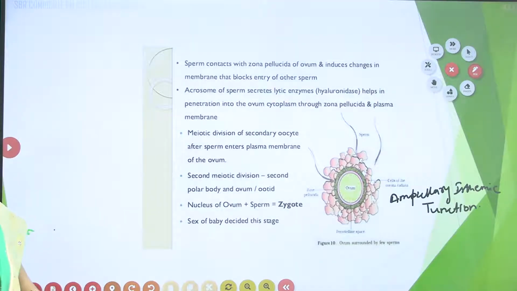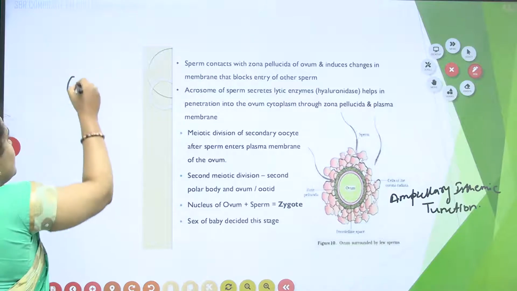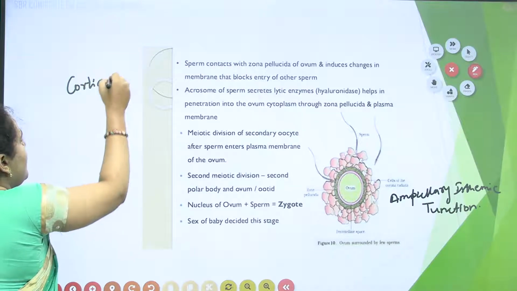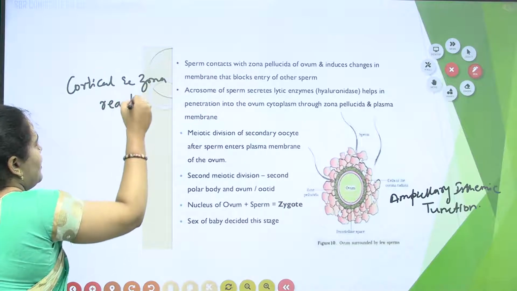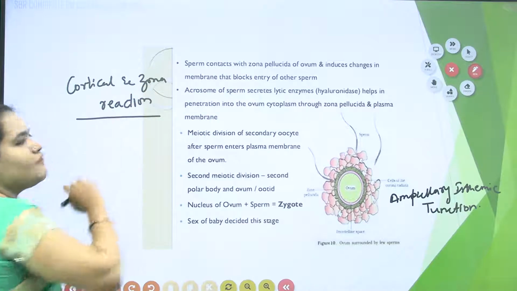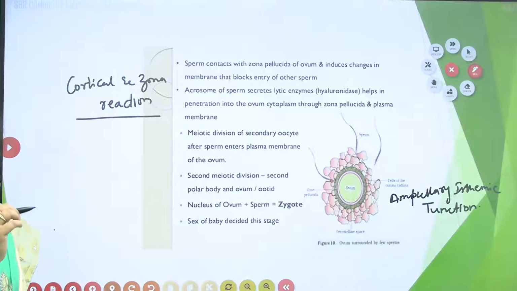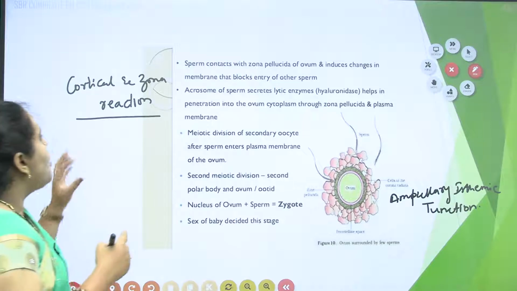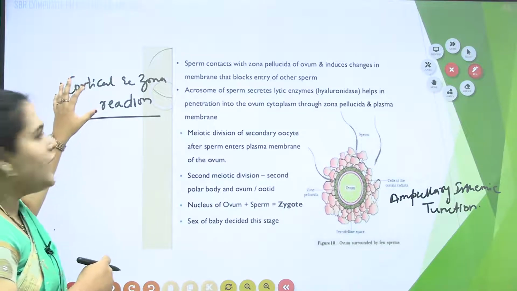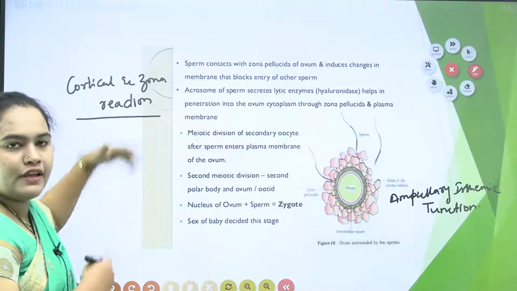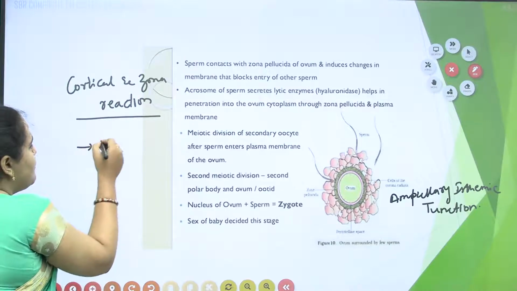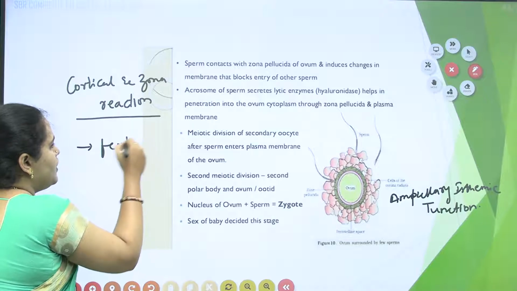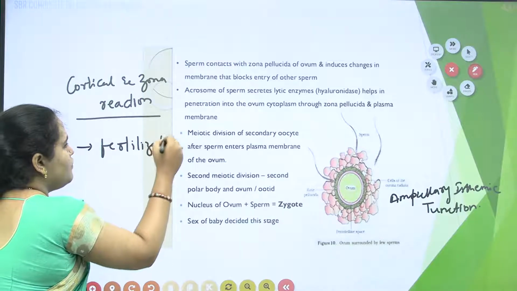The next is the cortical and the zona reactions. After the formation of the fertilization cone, the cortical cells and the zona cells will get activated.